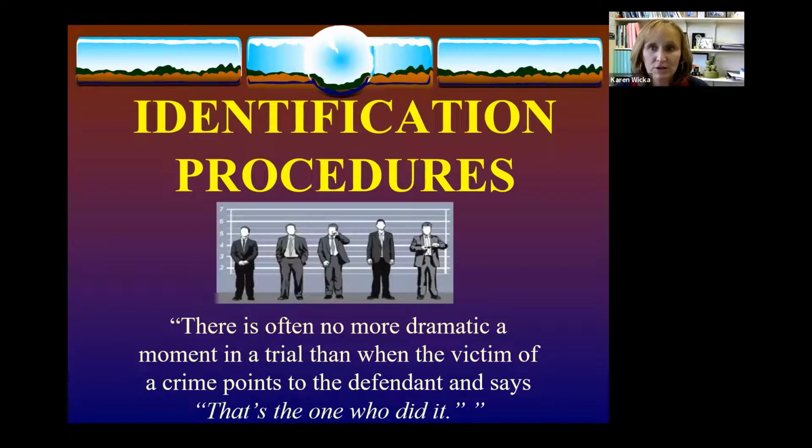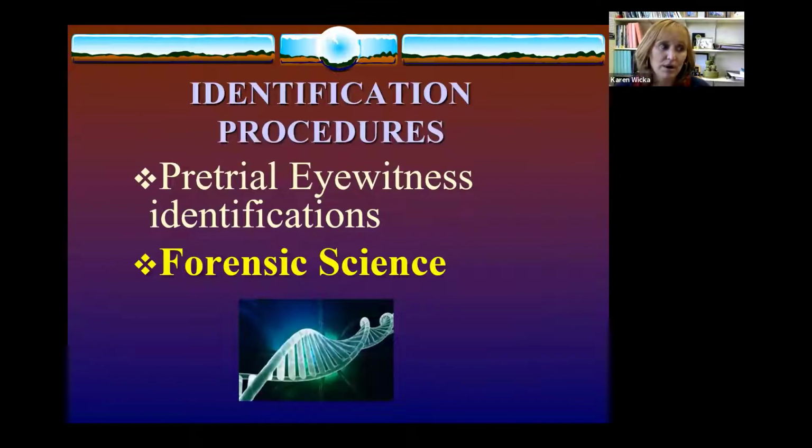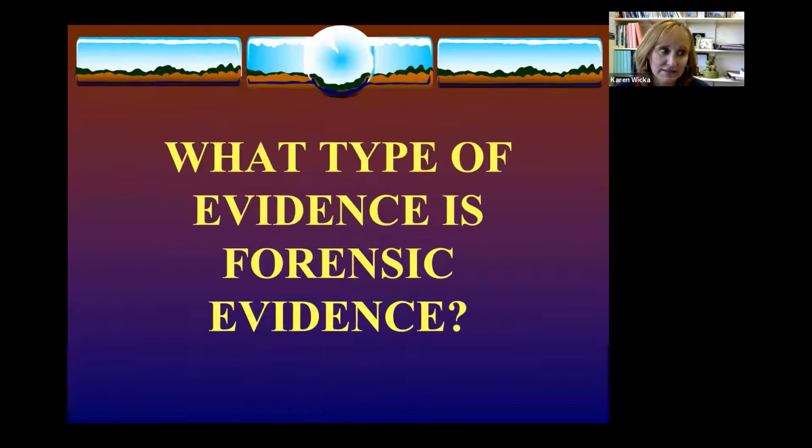Okay. When we're talking about pretrial identifications, you'll remember that there are two different types. There could be eyewitness identifications, and that's what we spent the last lecture talking about. And now we are going to talk about forensic science investigations. That's the one we're going to focus on, and how we use forensics to identify suspects.